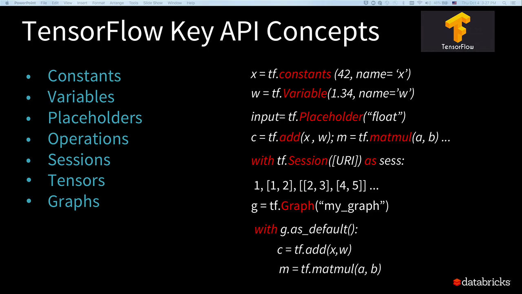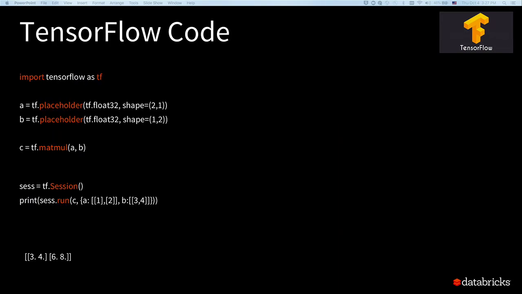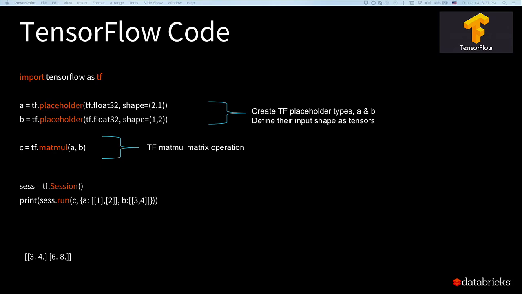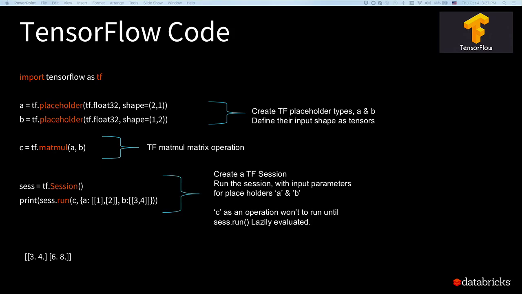So what does that mean? What does the code look like? This is a very simple piece of TensorFlow code. You start by creating a placeholder. You define your two matrices. Here I have two matrices, 2 by 1 and 1 by 2. I'm going to create a matrix multiplication. That's my very easy operation. I'm going to create a session, and then I'm going to run that session.